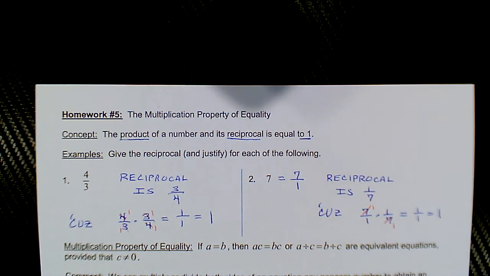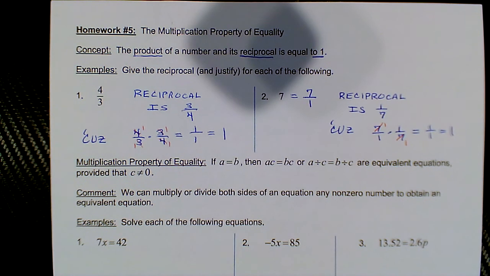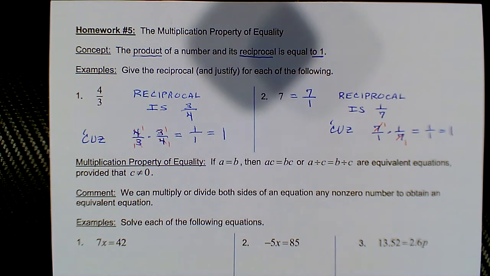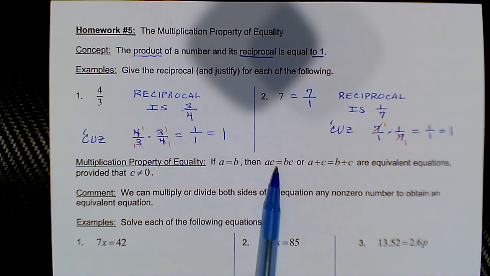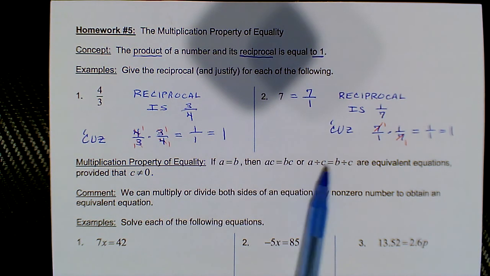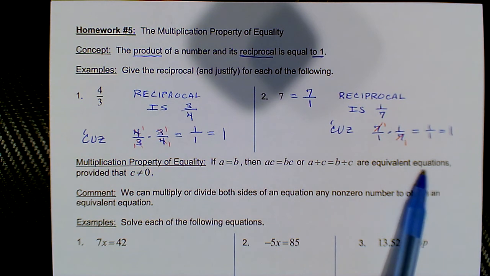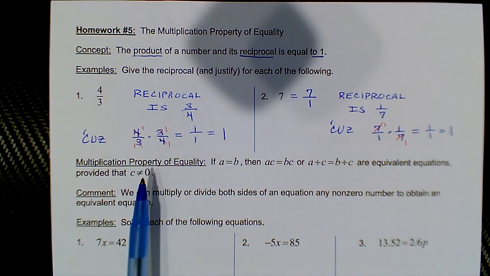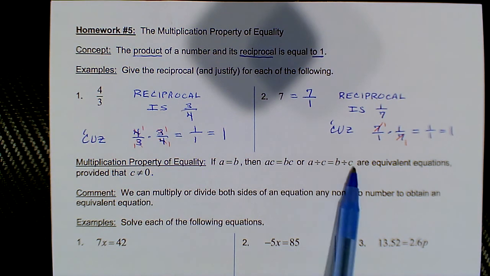Okay, so that leads us to what we call the multiplication property of equality. Now, we've actually used this when we've solved proportions, but formally stated, it's just saying if two things are equal, A equals B, you can multiply by some number C, or you could divide by some number C, and you would obtain equivalent equations. So remember, equivalent equations mean they have the same solution. But we do have a provision here, and this is that C is not equal to 0, because if C were equal to 0 in this situation, you cannot divide by 0.